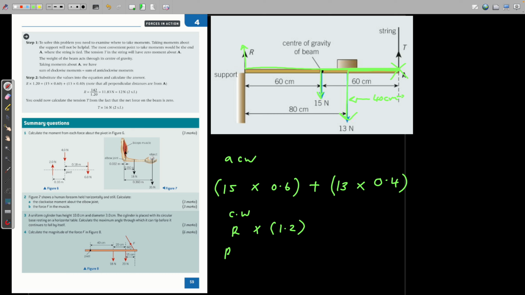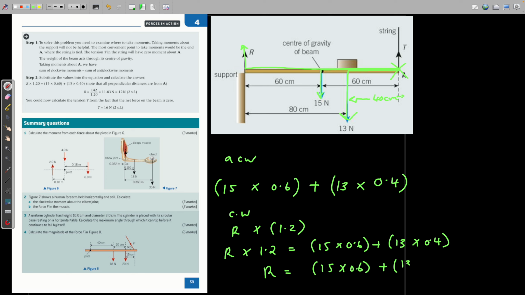So you can write R times 1.2 equals 15 times 0.6 plus 13 times 0.4, and then just divide by 1.2. So the reaction force is 15 times 0.6 plus 13 times 0.4, and then divide by the 1.2. And if you put that in the calculator, just care for the brackets, you will get 12 newtons.